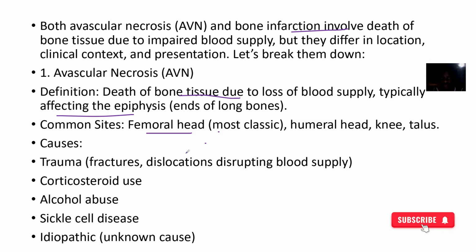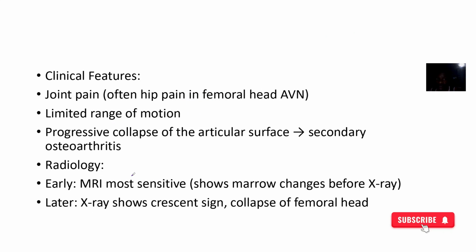So what are the causes? Causes could be traumas like fractures and dislocation, which can disrupt the blood supply, corticosteroid use, alcohol abuse, sickle cell disease. Sometimes the cause is not known; it could be idiopathic. So clinical features: a lot of joint pain, limited range of motion, progressive collapse of the articular surface.